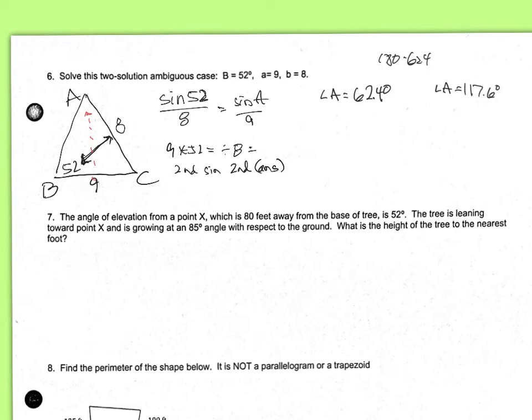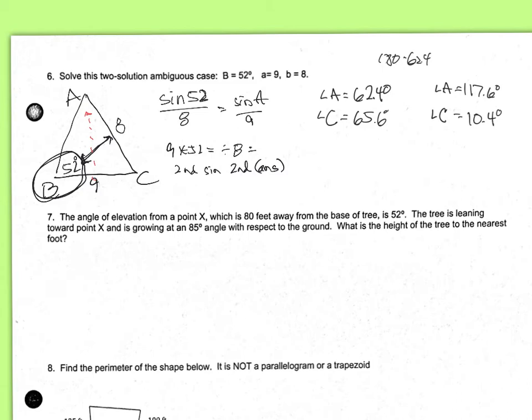And now we have two triangles. But remember, angle B is not going to change. So 180 minus the angle you found minus 52. So now we know that angle C over this one is 65.6. And then angle C here, 180 minus 117.6 minus angle B, which is 52. And we get a very small 10.4 degree angle here. But it's enough to make a triangle, so we know we have two triangles. Now, the only thing we have left to find is side C.